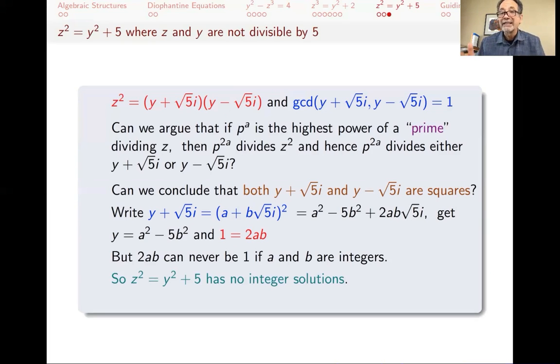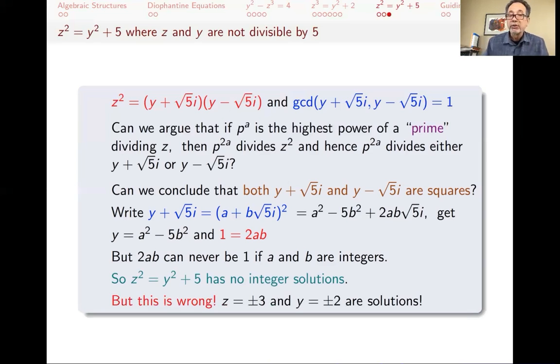That's reassuring, except for the fact that it's wrong. It's wrong because there are solutions. z could be plus or minus 3, and y could be plus or minus 2. And if you put those, you get 9 equals 4 plus 5. There are solutions. How did we miss that? What went wrong in our system?